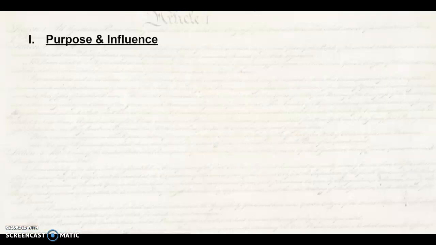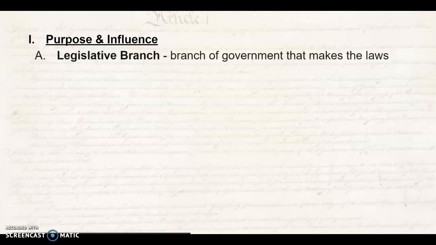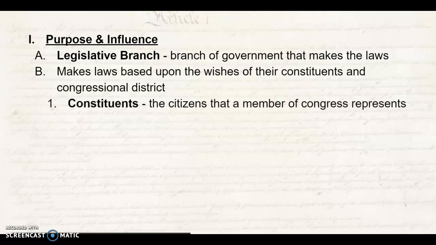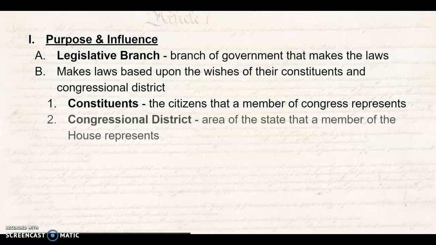What is the purpose of the legislative branch? The legislative branch is one of the three branches of government, and it is the branch that makes the laws. It makes laws based upon the wishes of their constituents and the congressional district. What are constituents? Constituents are the citizens that a member of Congress represents, aka people. And a congressional district is the area of the state that a member of the House represents.